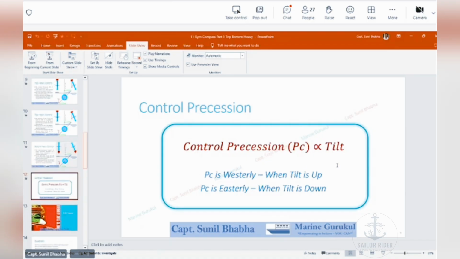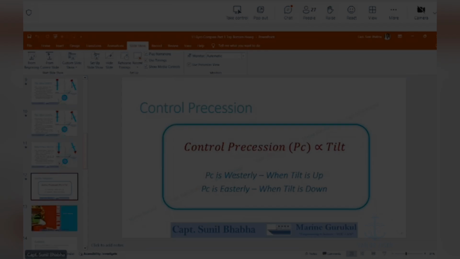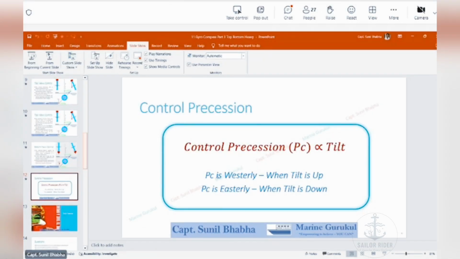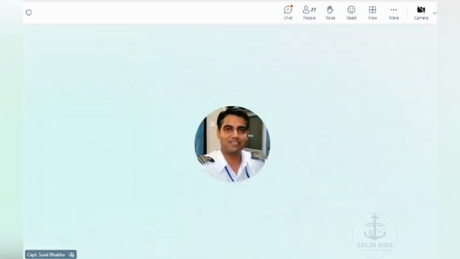So we have seen this control precession now, beta. We have seen how this is generated and what is its direction. Now we will use this to control the gyro. So I'm taking you to the controlled gyro now. Let's go, beta. Give me a minute, I'll put up the presentation.